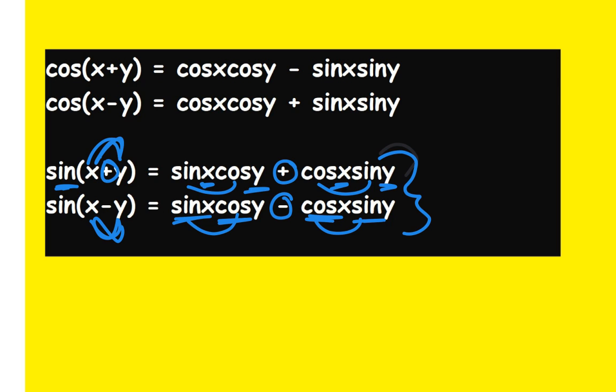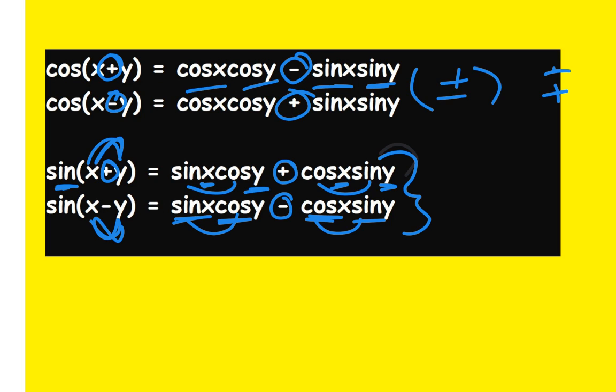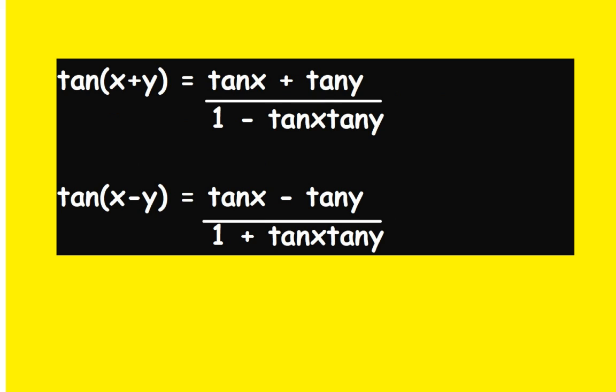Now with the cosine one, it goes plus minus in the identity, and then over here it goes minus plus, because that's what's mixed up. The sign switches. If it's a plus, it's a minus. If it's a minus, it's a plus. But the cosines stay together, and the sines stay together. So the cosines and sines aren't mixed, but the signs are flipped. Just a way to remember. And then here's your tangent. The numerator stays the same, and then the denominator switches signs. Other than that, everything's the same. It's tangent x plus tangent y over 1 minus tan x tan y.